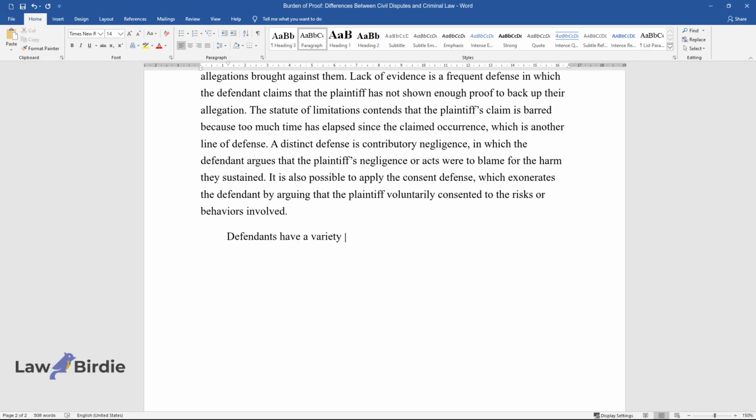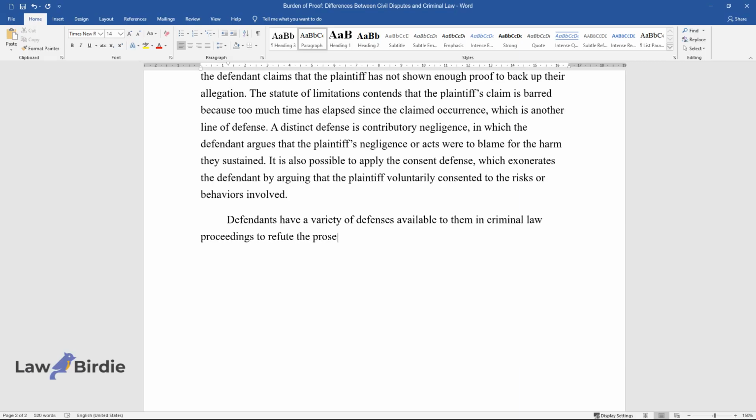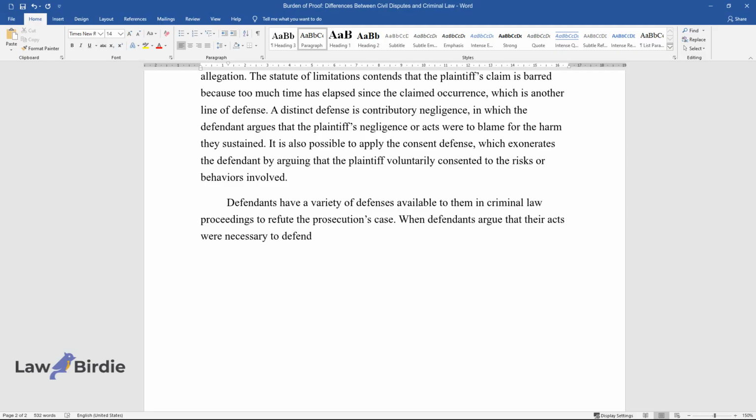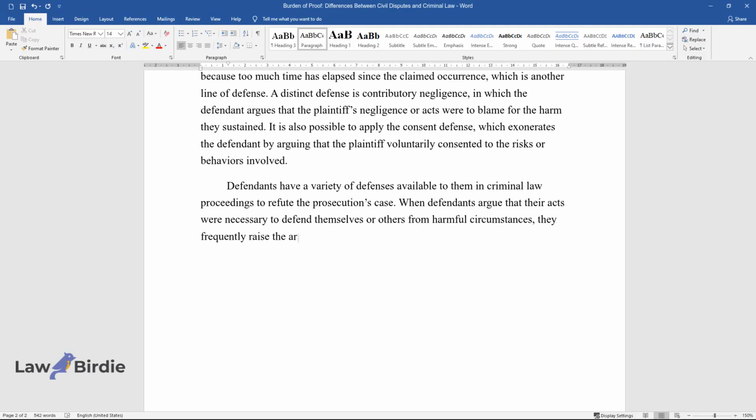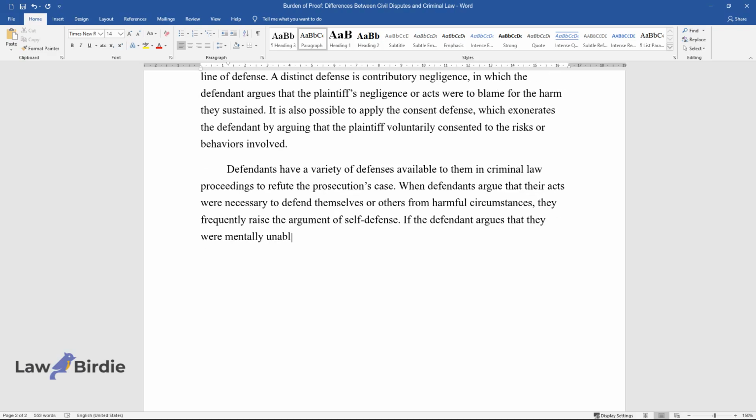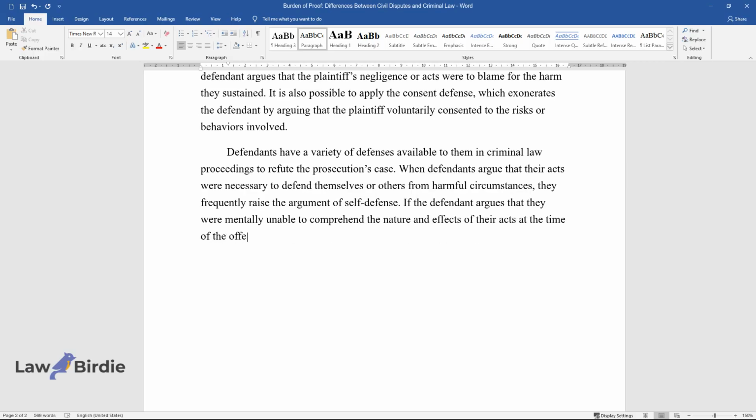Defendants have a variety of defenses available to them in criminal law proceedings to refute the prosecution's case. When defendants argue that their acts were necessary to defend themselves or others from harmful circumstances, they frequently raise the argument of self-defense. If the defendant argues that they were mentally unable to comprehend the nature and effects of their acts at the time of the offense, the insanity defense may be invoked.